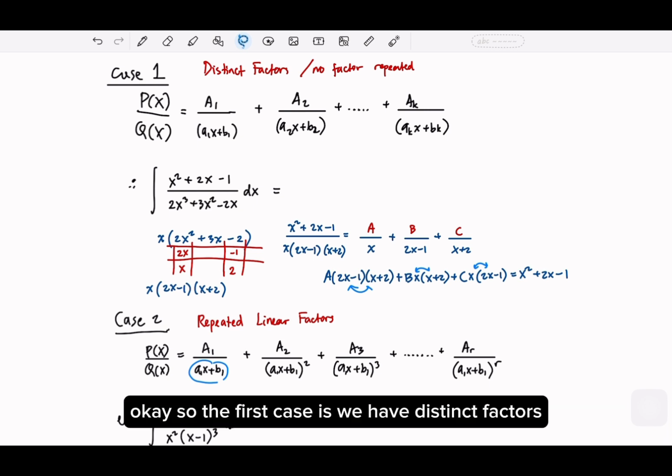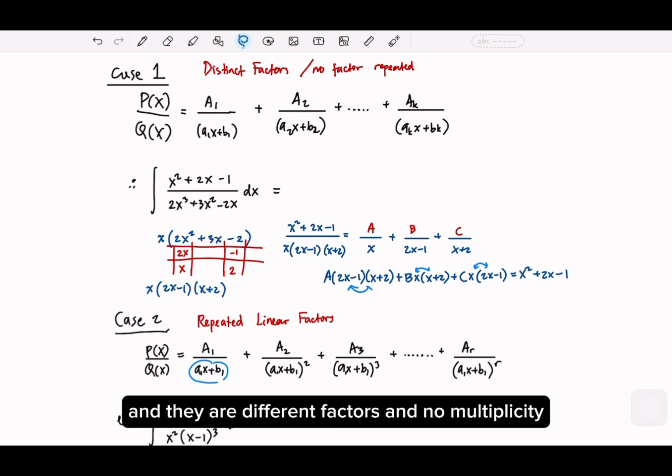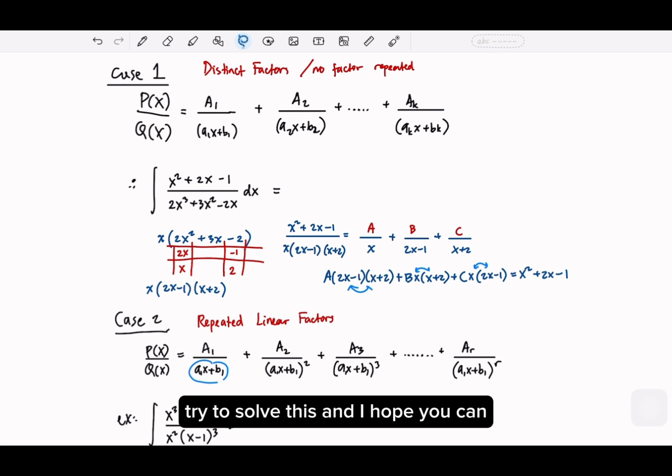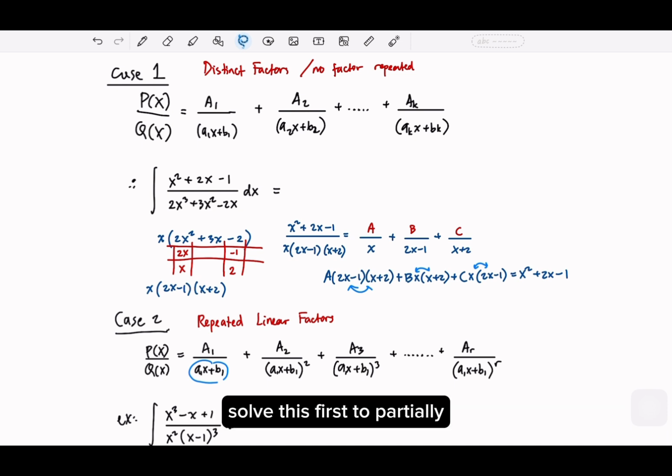Okay, so the first case is we have distinct factors, so all the factors have multiplicity 1, 1, 1. For example, this one here, if we factorize, it becomes these 3 factors, and they are different factors. No multiplicity. So it is still a constant over a linear factor. I hope you can solve this first, to partially separate the fraction.